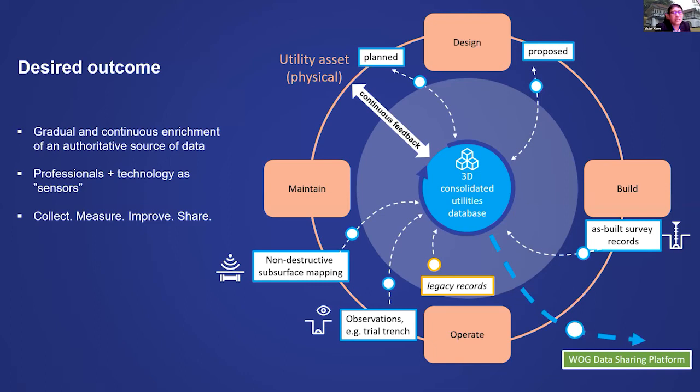So this is the desired outcome of what we are looking at. There's a component of the as-built survey records. We are also looking at the legacy records using different technology to improve the quality, as well as the new data and the proposed data will come into the same database to help us ensure that we have quality and reliable data going into the future.